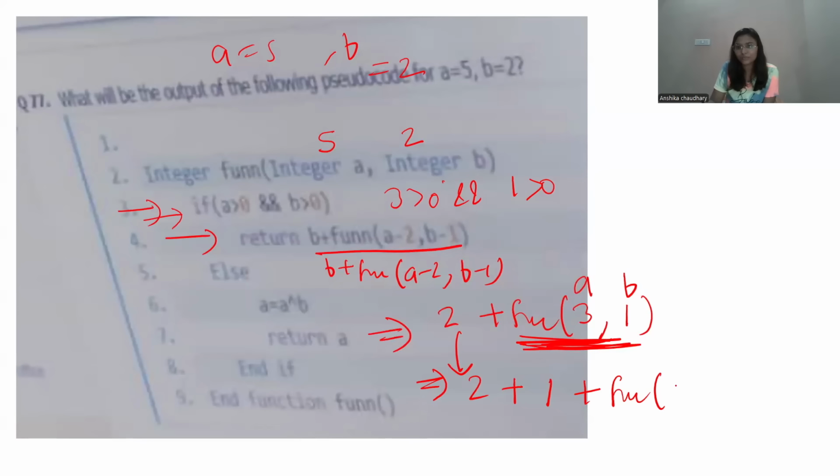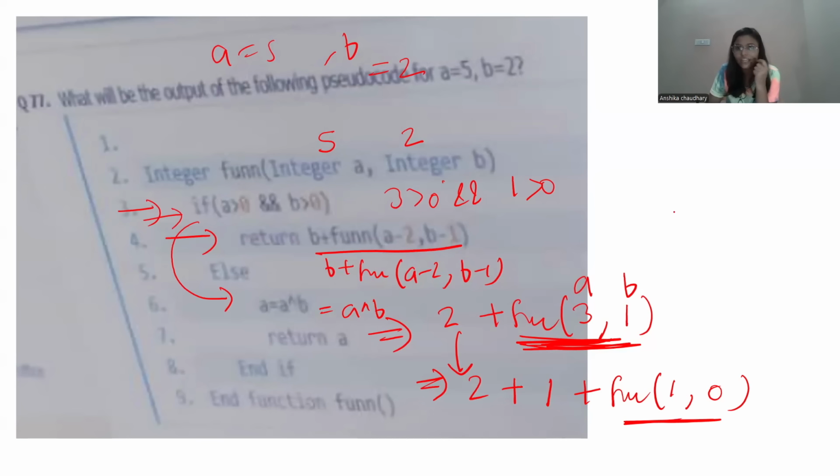So 3 minus 2 will become 1, comma b minus 1, that means 1 minus 1 will become 0. Once again this function call will go here and it will check if A is greater than 0, yes, 1 is greater than 0 and 0 is greater than 0. No, this time the condition is going to be false. And if it is false, we will come here in the else part and this is A or B, right? A assign A or B.